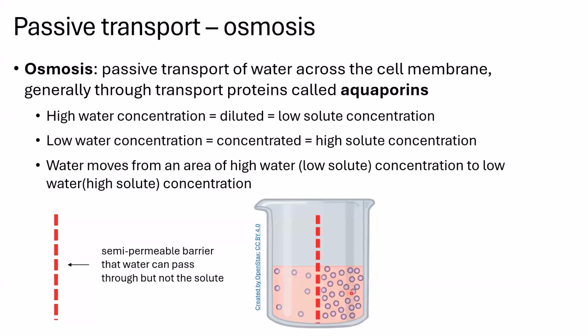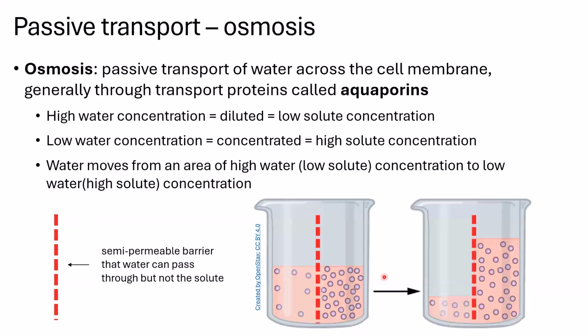Water would flow from the left, where there is more water, to the right, where there is low water. This also means that it is flowing from an area of low solutes to an area of high solutes. The end result is that the water level on the right side becomes much higher so that the overall concentration on both sides is about equal.